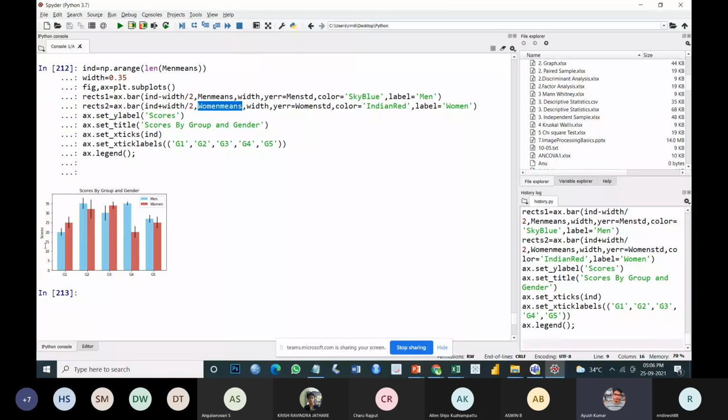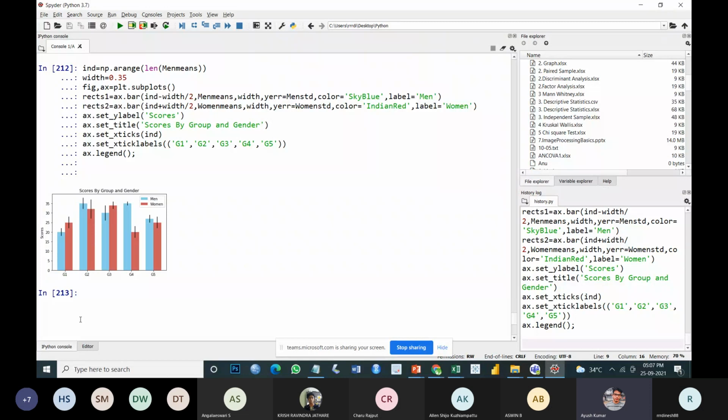Then Y label is score. Title is score by group and gender. X ticks and X labels G1 to G5. Then legend. That is a clustered bar graph. We can draw the clustered bar graph, we can see. A clustered bar graph is used when we draw the bars adjacent to each other; that is the clustered one.